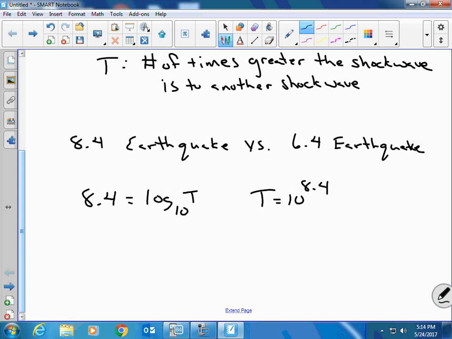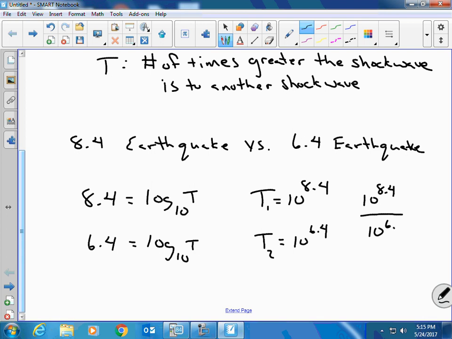Okay? So what if I did 6.4? The magnitude of a 6.4 earthquake is going to be 6.4, and the shock wave has a strength of 10 raised to the 6.4 power. Let's call this earthquake 1. Let's call this earthquake 2. How many times greater is T1 to T2? Well, it's 10 to the 8.4 divided by 10 to the 6.4, right?